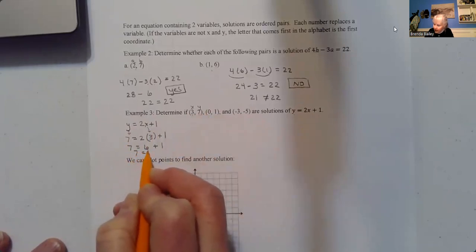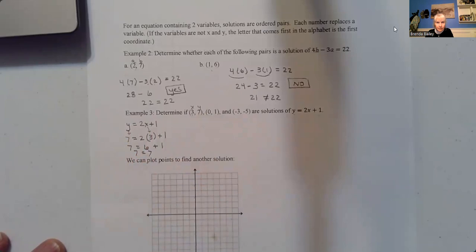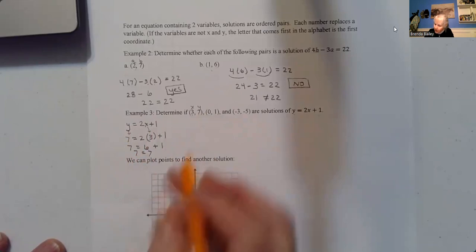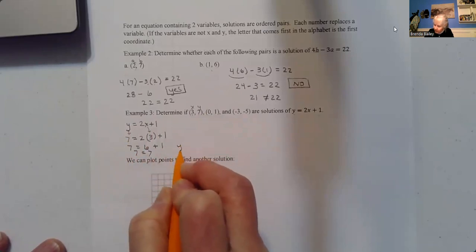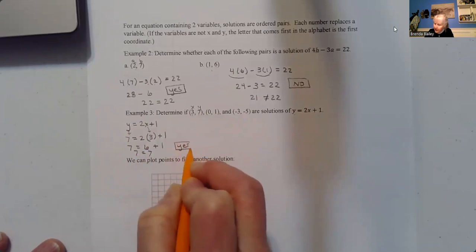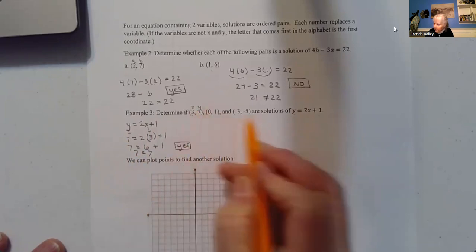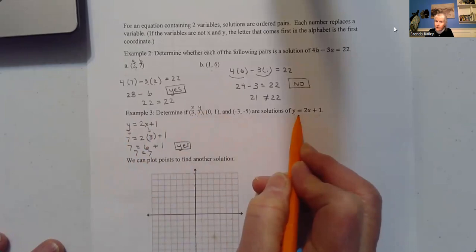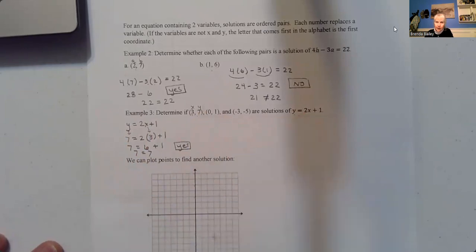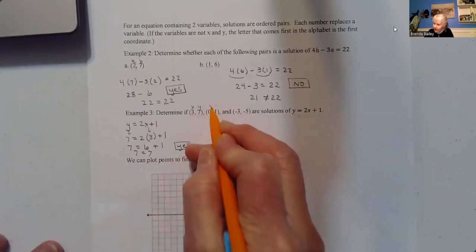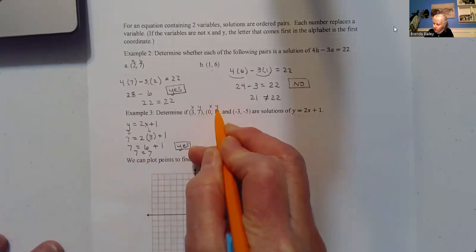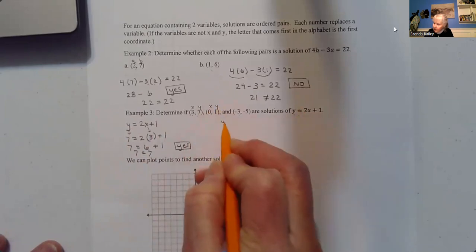7 equals 7. That's true. 6 plus 1 is 7. So yes, this is one of the solutions to this equation right here. Let's look at (0, 1). This is the x, this is the y. So here I'm going to copy the equation down.